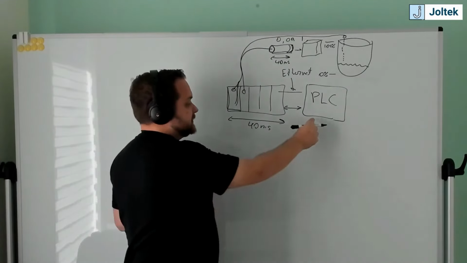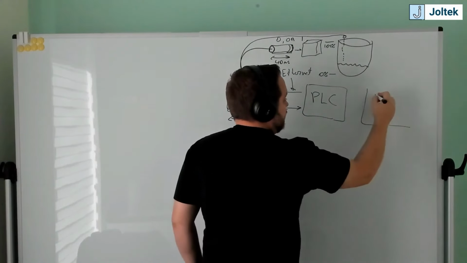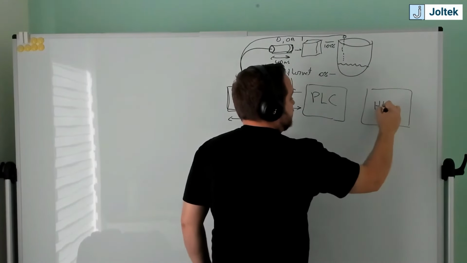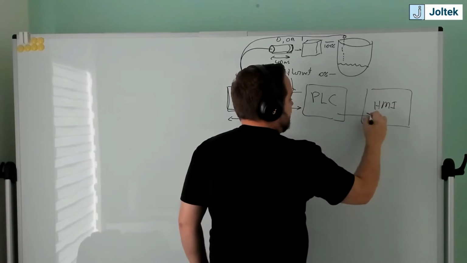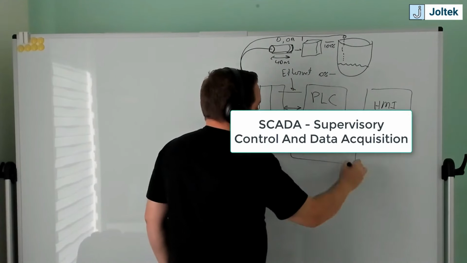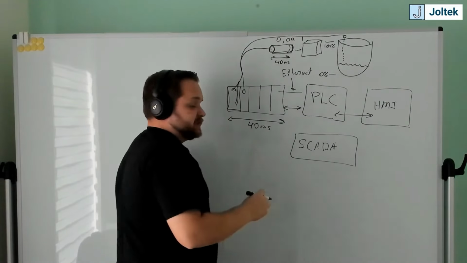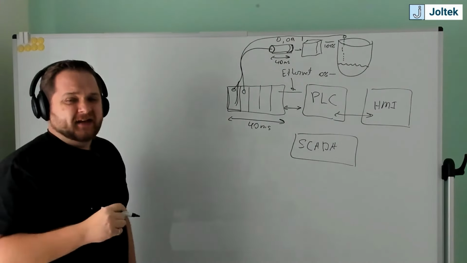So once the data is in, the PLC needs to make a decision. Then that data is going to be passed on to an HMI, right? So here we're going to have, again, an HMI to PLC connection. Next, you're going to have a SCADA system. So I'm going to say SCADA, which is supervisory control and data acquisition.